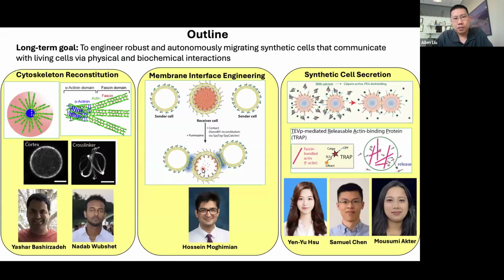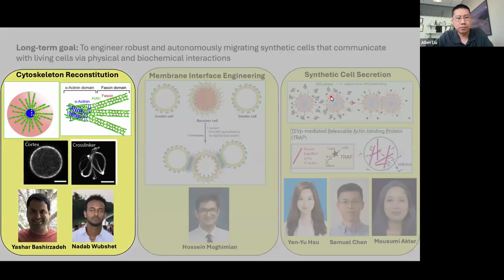With that, I want to discuss our lab's recent research in the context of our long-term goal, an ongoing endeavor to engineer robust and autonomous migrating synthetic cells that are able to communicate with living cells via physical and biochemical interactions. My talk will be broken down into three vignettes: first on cell skeleton reconstitution, second on membrane interface engineering, and I'll finish off with synthetic cell secretions, and then try to give you a sense of how these are connected to achieve this long-term goal.